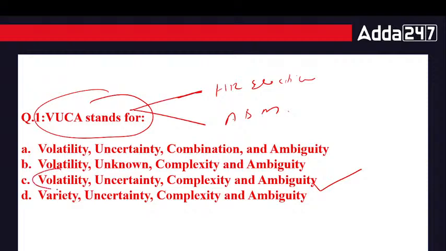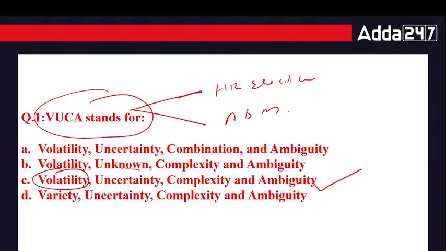Okay. Volatility is what? That is the rate of change. Rate of change means how fast the organization is changing at the time of crisis. What is the rate of change?